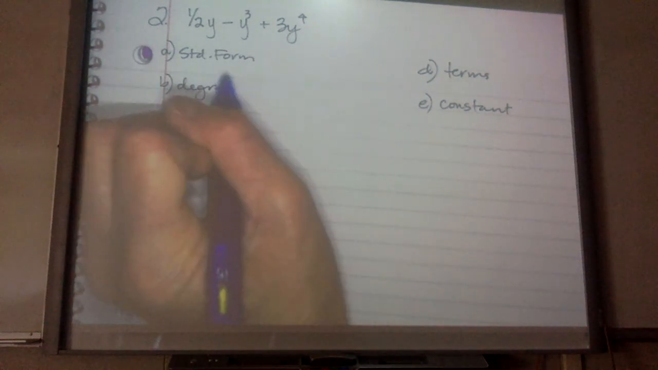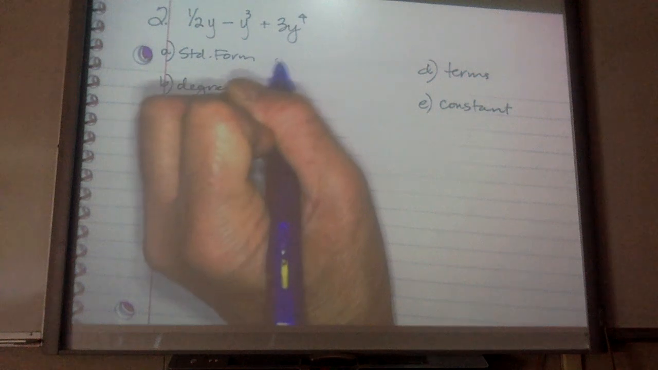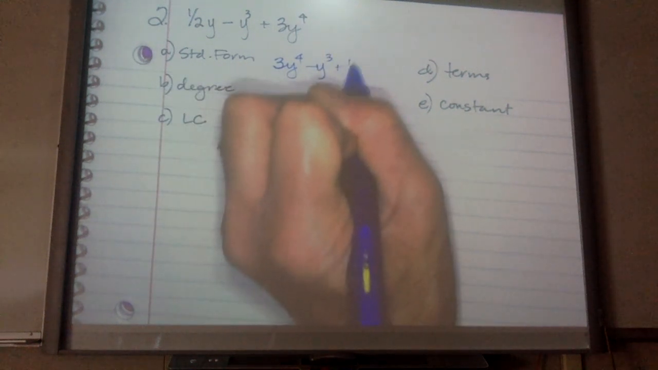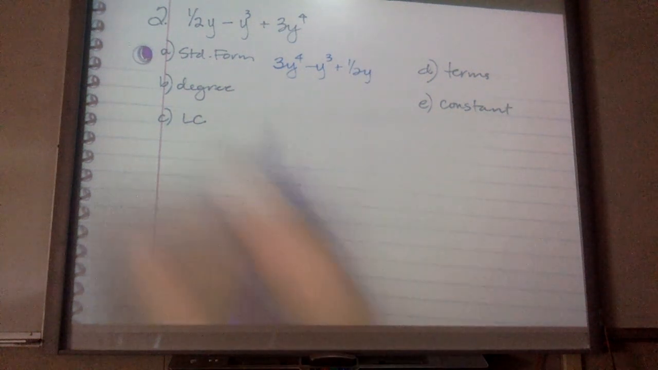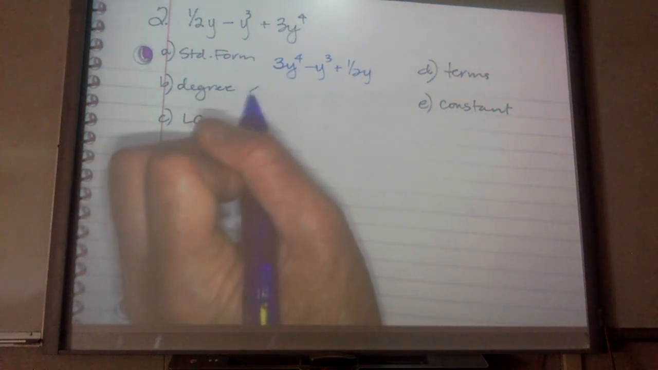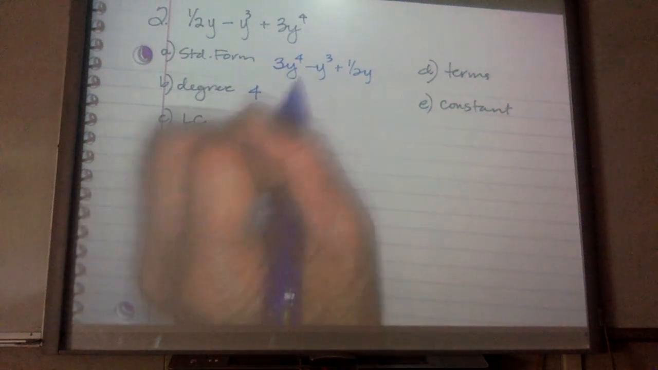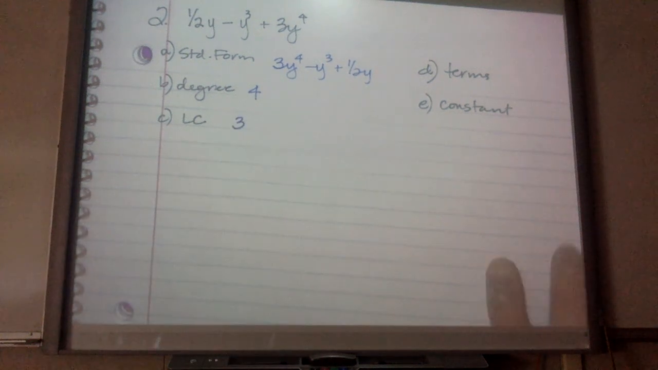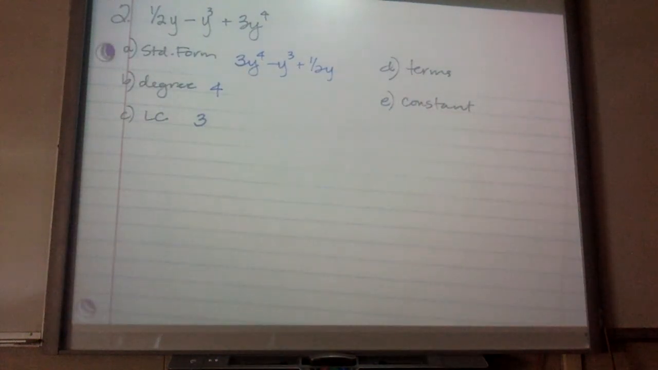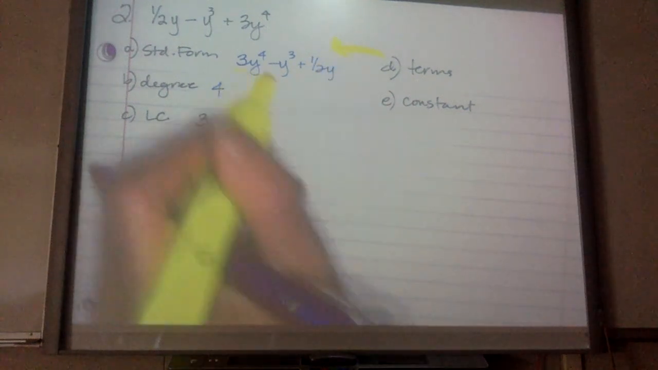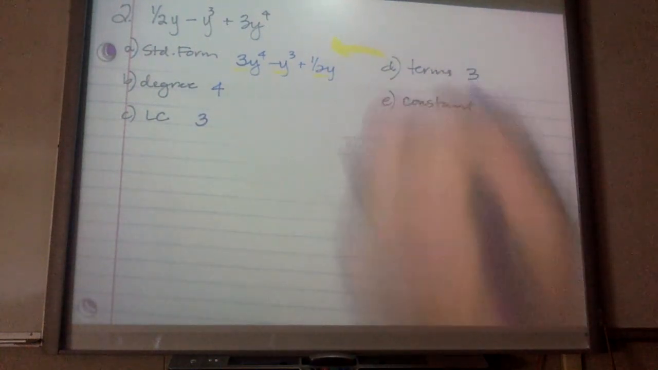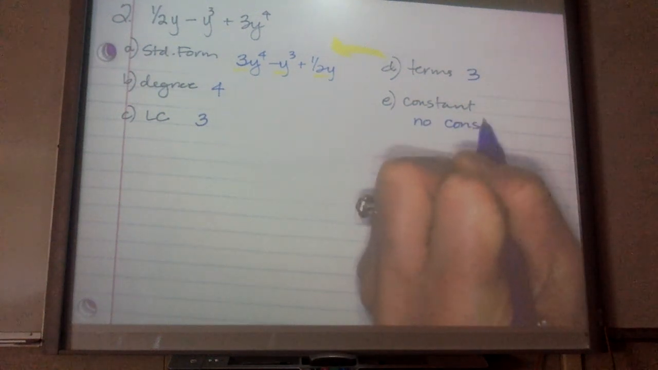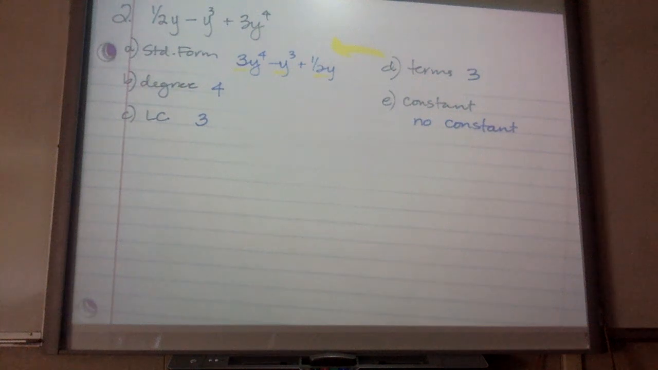So standard form would be 3y to the 4th minus y to the 3rd plus 1/2 y. Degree is my largest exponent, so that would be the 4. My LC, if given the first term, it should be the number out front, so 3. Terms, I have 1, 2, 3. And my constant, I don't have a constant. There is no constant in this problem. There's no number that doesn't have a variable.